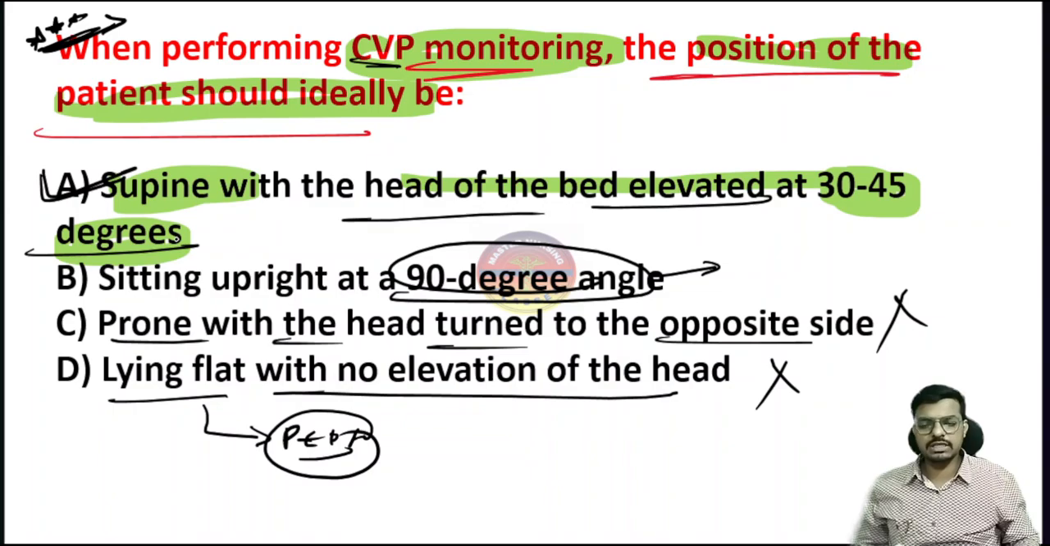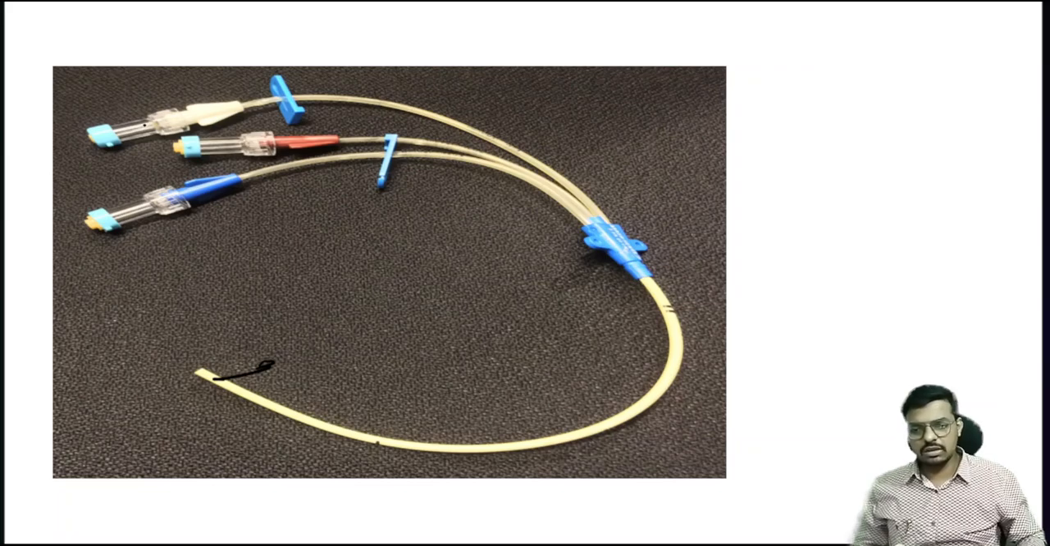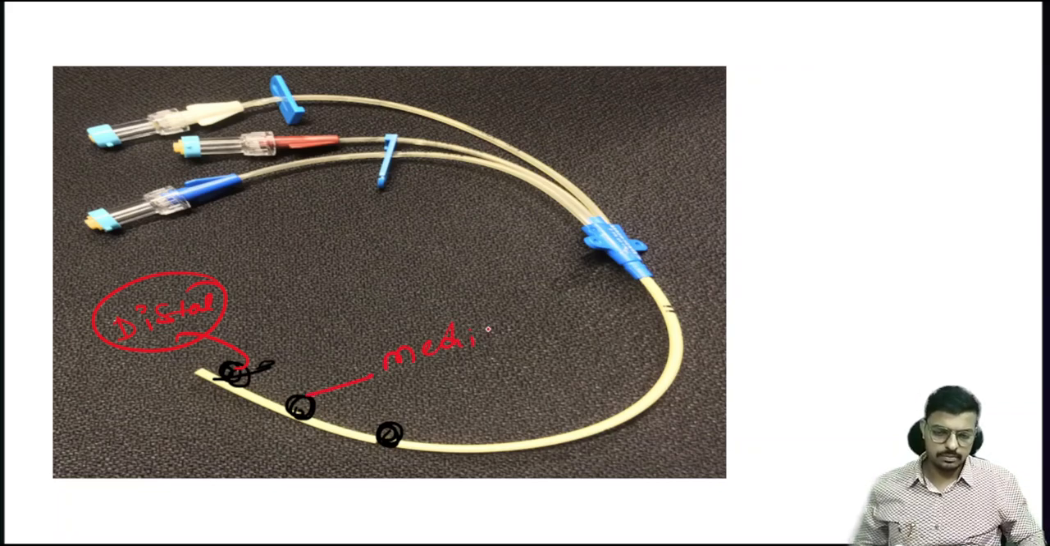We have not only seen this question, we have seen other related questions that are very relevant for your NORCET exams. The next one is a concept-based question: which lumen do we have to use to monitor this? There are three lumens in the central venous catheter. This is the distal lumen, this is the median lumen, and this one is the proximal lumen.